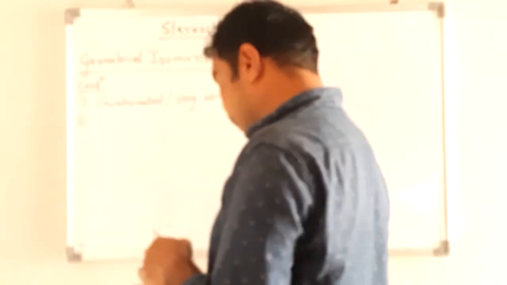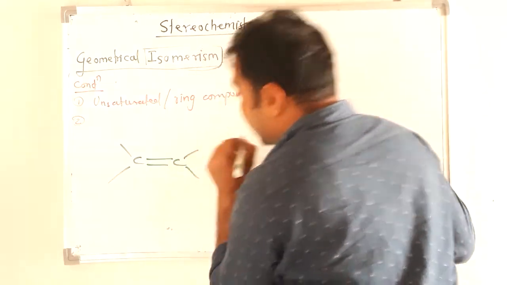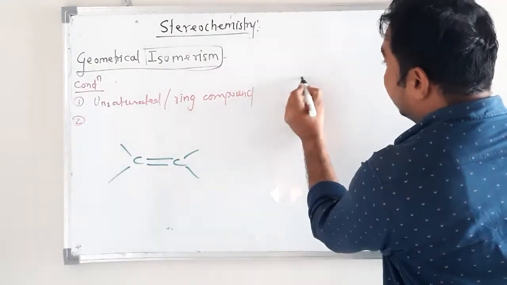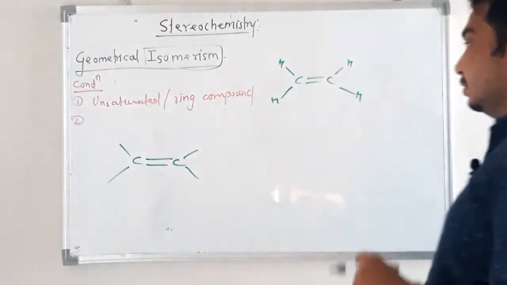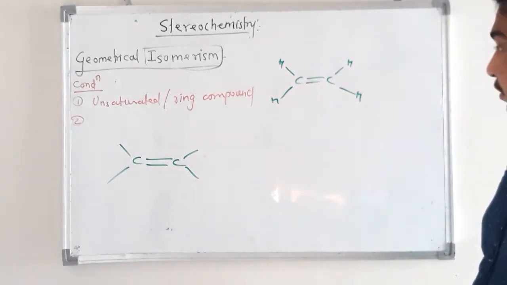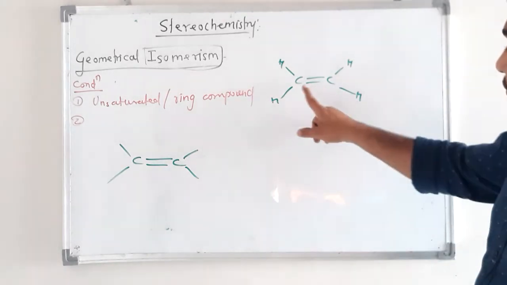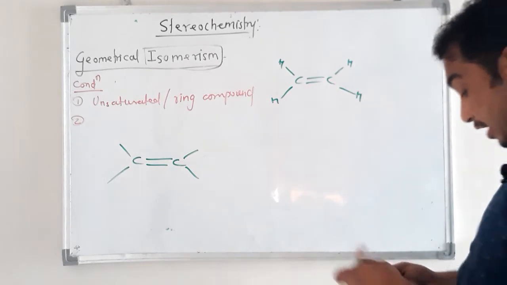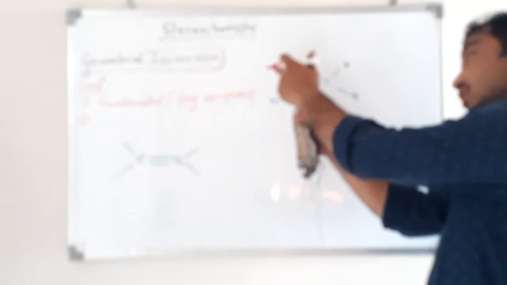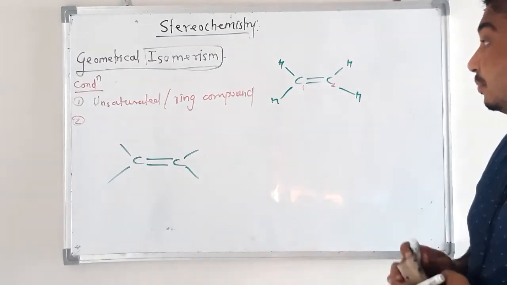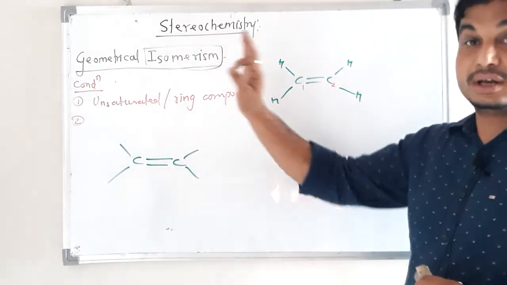And the second condition: suppose this is a carbon-carbon double bond. This carbon has two hydrogens, and the second carbon of the double bond also has hydrogen, meaning whatever atom or group of atoms is attached to carbon number 1 are the same. If this is the situation, then that type of compound does not show geometrical isomerism.